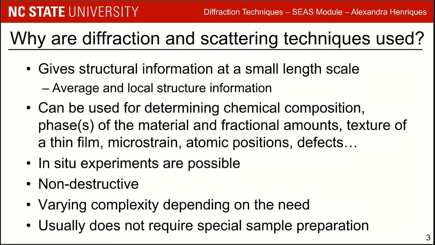In answering the first question, why are diffraction and scattering techniques used, there's a number of reasons why they are advantageous. First, the main reason is that they give structural information at a small length scale. Moreover, they can be used to obtain average structure and local structure information. This information can be used to determine chemical composition, phases of the material and fractional amounts of these phases, texture of a thin film, microstrain, atomic positions, defects, and many other factors.